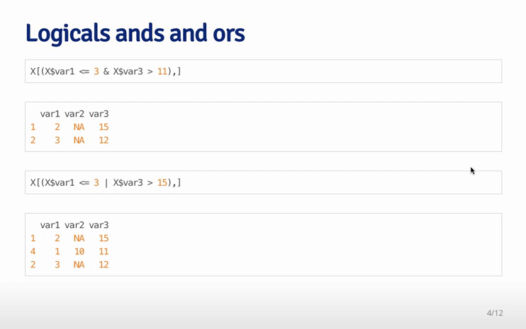The other thing that you can do is subset using logical statements. So for example, suppose I want to find all the rows of x where variable 1 is less than or equal to 3 and variable 3 is greater than 11. To find those rows, I can pass this logical argument to subset the rows, and I end up with just the rows where both of those conditions are met. I can also use an OR, so I can try to find the rows where variable 1 is less than or equal to 3, or, using this pipe symbol here, variable 3 is greater than 15, and the result is this data frame here where one or the other of those two conditions is met.